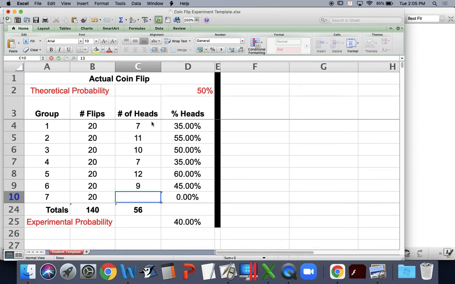Let's see. Oh, that's much better than the last class. They got 43%, not even close. So, the idea is that we want these two things to match, but in the real world, that's just not the case. Now, if we stayed here overnight and flipped coins for the next 48 hours, the more flips we have, we would get closer to that 50%. But that's the difference between experimental and theoretical probability.